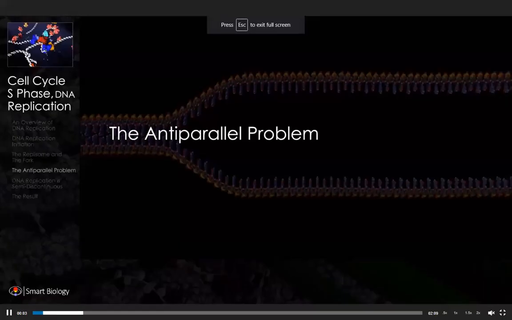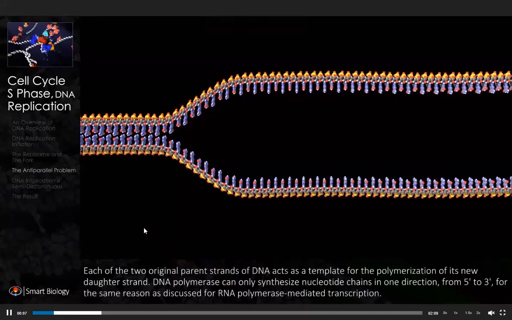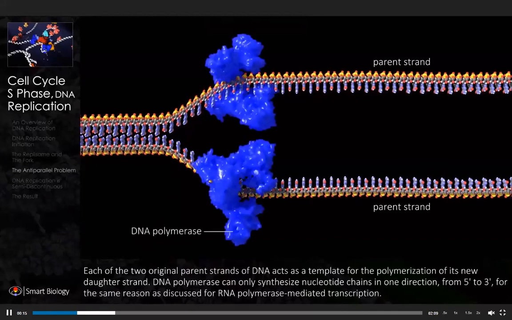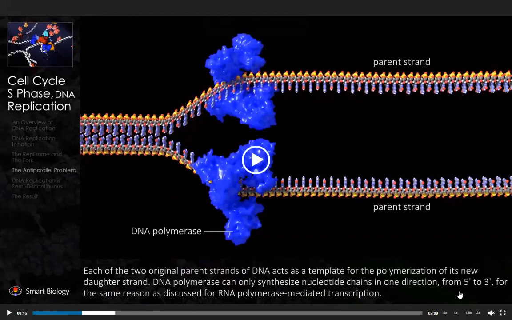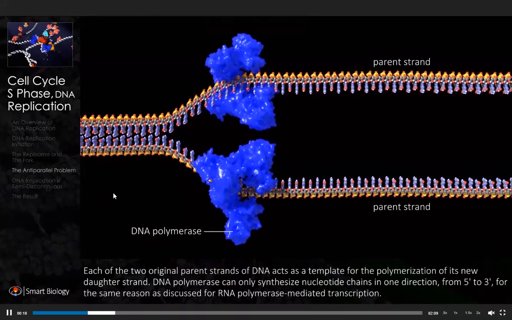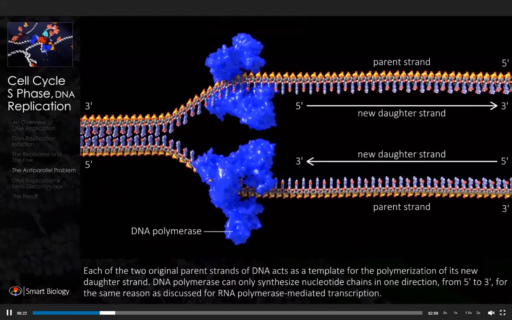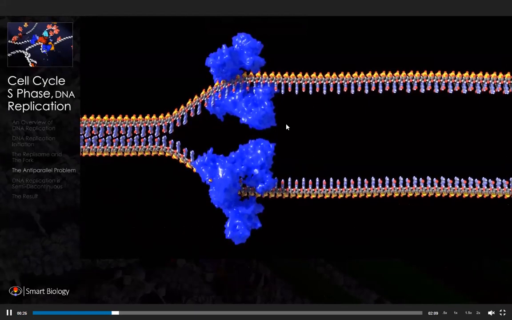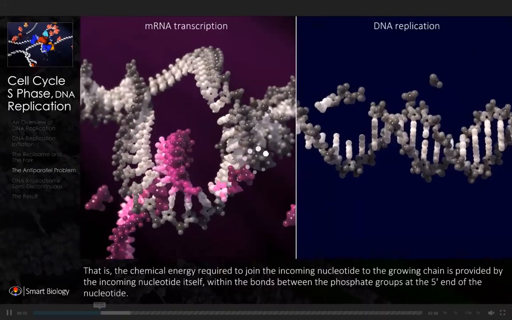The anti-parallel. So each of the two parental strands acts as a template for the polymerization of the new daughter strand. And DNA polymerase can only synthesize in a 5' to 3' direction, which is same as for RNA polymerase, right? So they can only add a nucleotide with a phosphodiester bond to an existing free 3' OH. So if this is the parent strand, then the new daughter strand that is being synthesized, let me go back a step here. Oh, if I go back, it freezes.